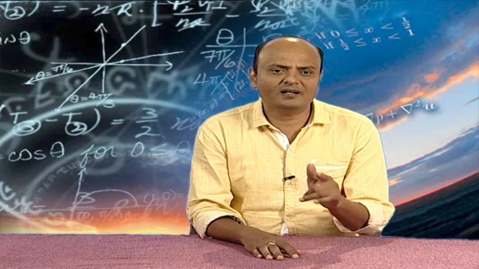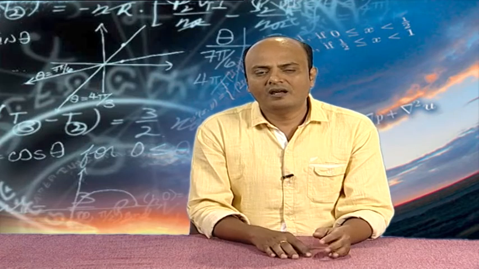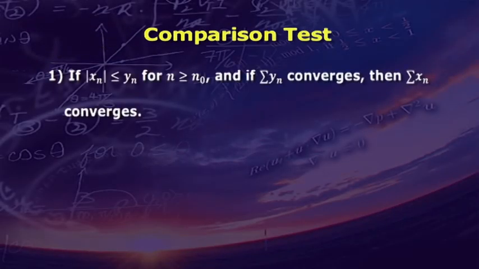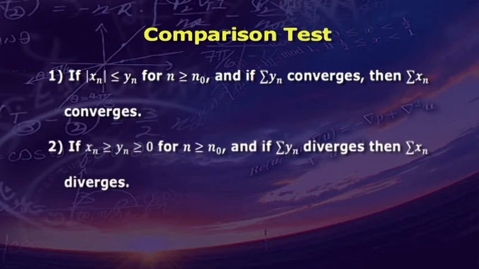It is very easy to determine the convergence of the series which are geometric or telescopic, but this is not always the case for arbitrary series. So, we now introduce some of the tests which help us in determining the convergence or divergence of a given series. Comparison test. 1. If mod x_n is less than or equal to y_n for n greater than or equal to n naught, and if sigma y_n converges, then sigma x_n converges. 2. If x_n is greater than or equal to y_n, which is greater than or equal to 0, for n greater than or equal to n naught, and if sigma y_n diverges, then sigma x_n diverges.